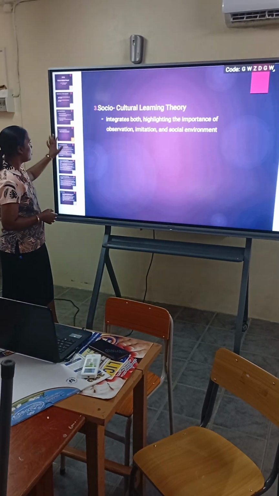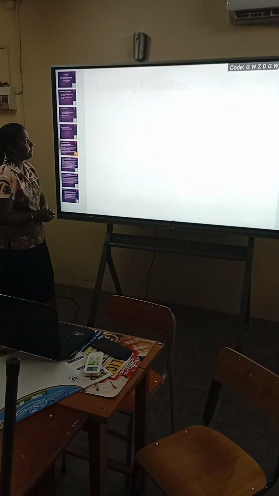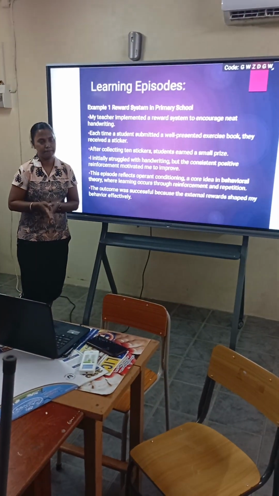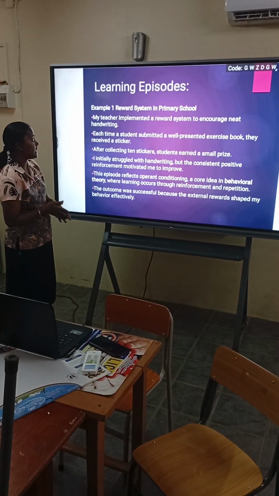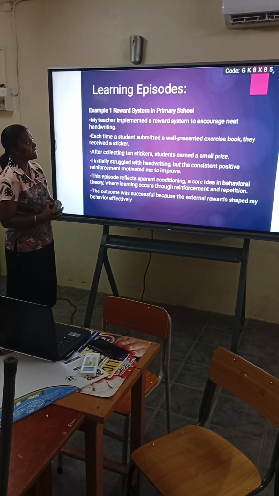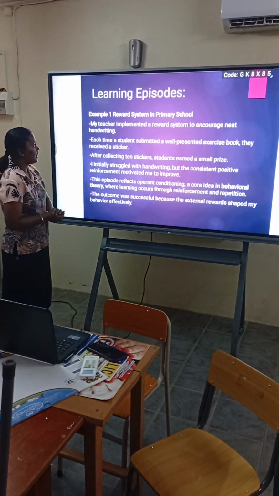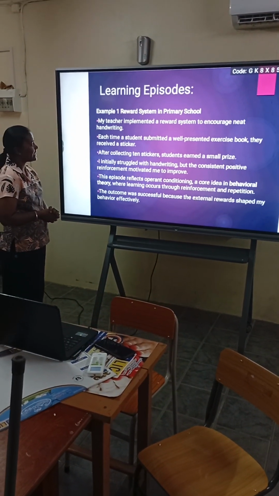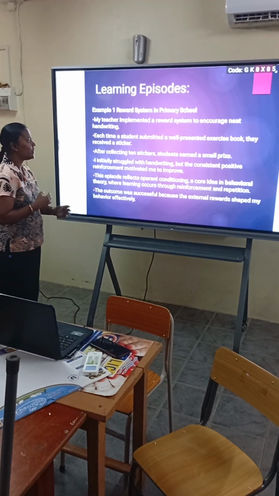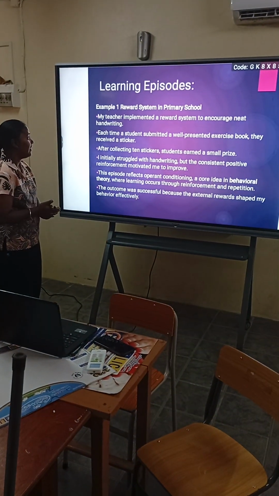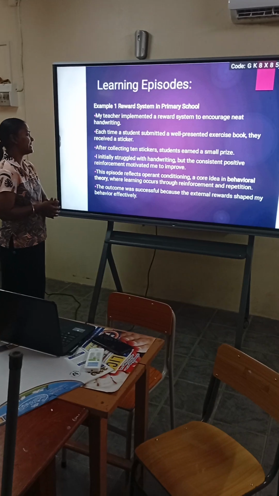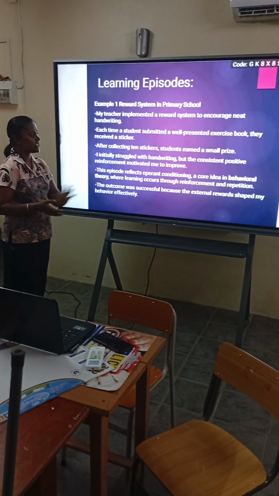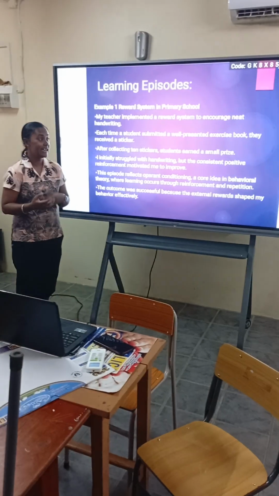So let us now look at the different learning episodes that we have for each particular theory. Our first example is the reward system in primary school. I remember my teacher implemented a reward system to encourage neat handwriting. Each time a student submitted a well-presented exercise book, they received a sticker. After collecting 10 stickers, students would get a small prize.